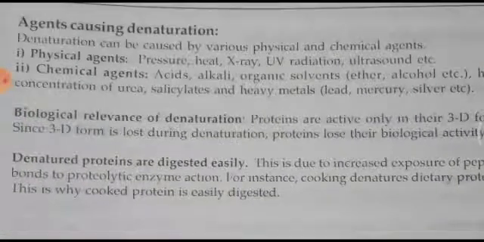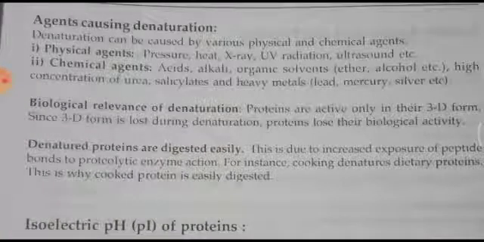Agents causing denaturation. Let us discuss which agents destroy the natural form of proteins, that is, denaturation-causing agents. Denaturation can be caused by various physical and chemical agents. Physical agents are pressure, heat, X-ray, UV radiation, and ultrasound. These physical agents can destroy the tertiary, secondary, and quaternary structure of proteins. Coming to the chemical agents: acids, alkali, organic solvents, ether, alcohol, higher concentration of urea, salicylates, and heavy metals like lead, mercury, and silver. They are also able to destroy the secondary, tertiary, and quaternary structure of proteins, leading to denaturation and making them inactive.